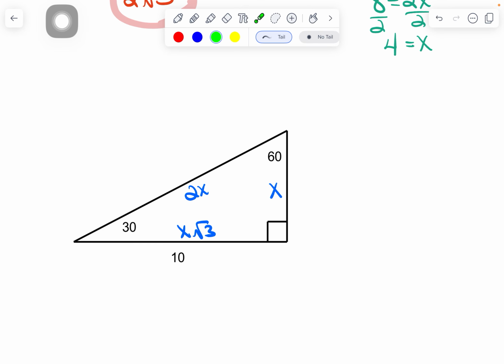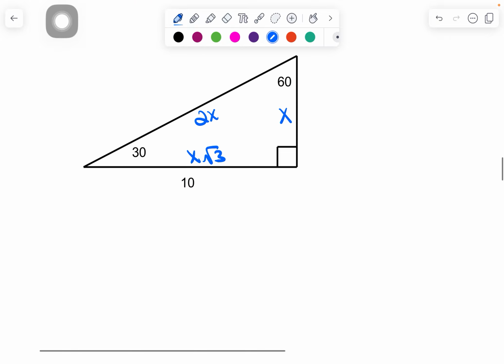And same thing I said in the 45, 45. This is not a typo. Right? This side does not have to have root 3 as part of its length. What it means is whatever this length was for x, when I multiply it times root 3, that's the number I get. That's all that means. So let's do a little bit of a setup here for an equation.